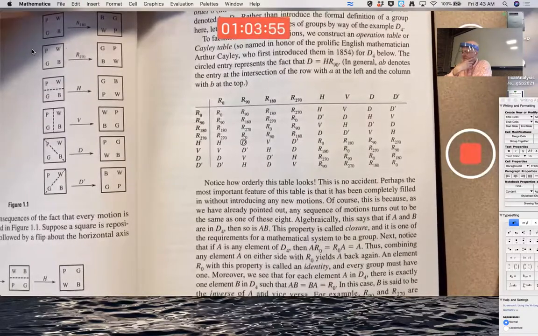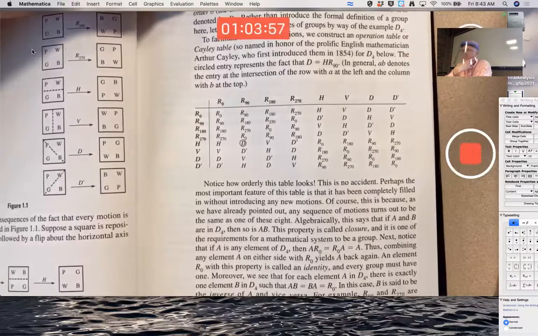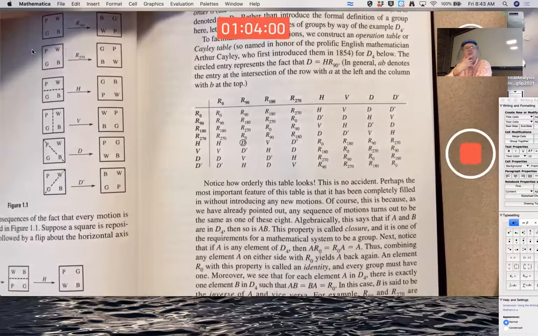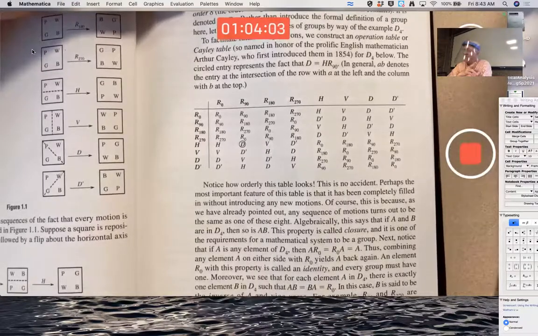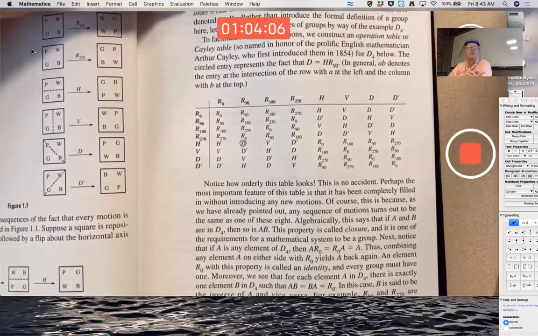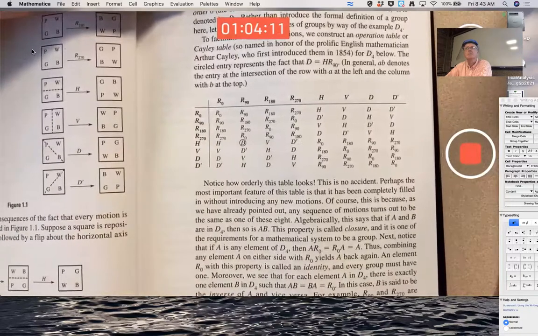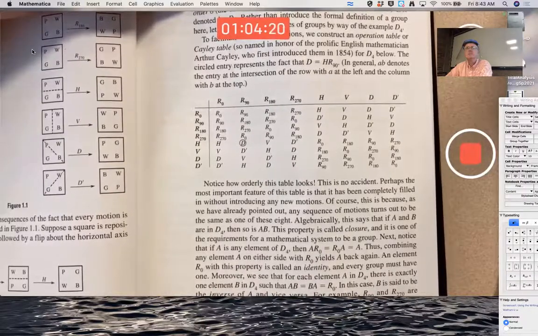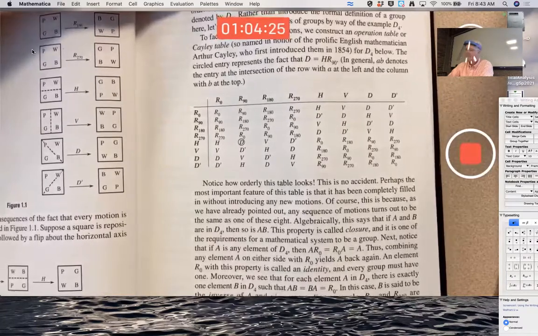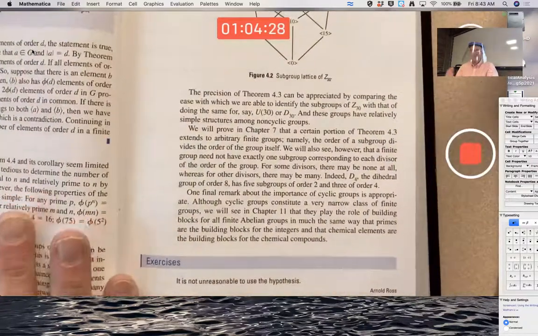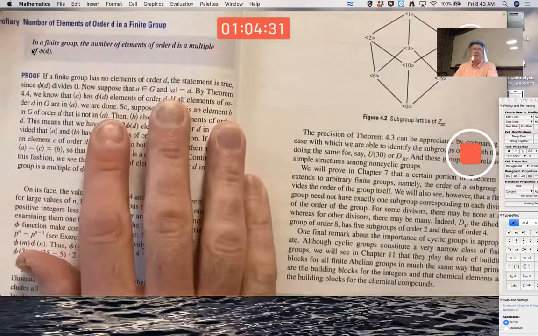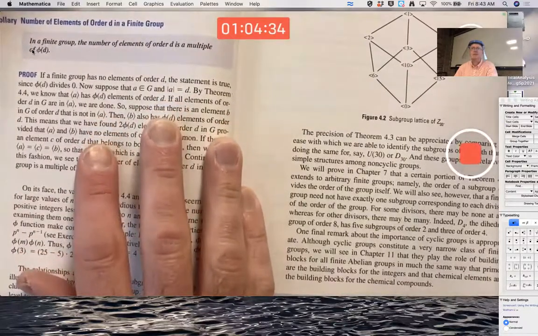How many elements of order 4 does it have? It has to be a multiple of phi of 4. Phi of 4 is 2. Actually, it does have just 2 elements of order 4. R90 and R270 would have order 4. There we are, matching phi of 4. So again, thinking about not just proofs, but examples is really key.